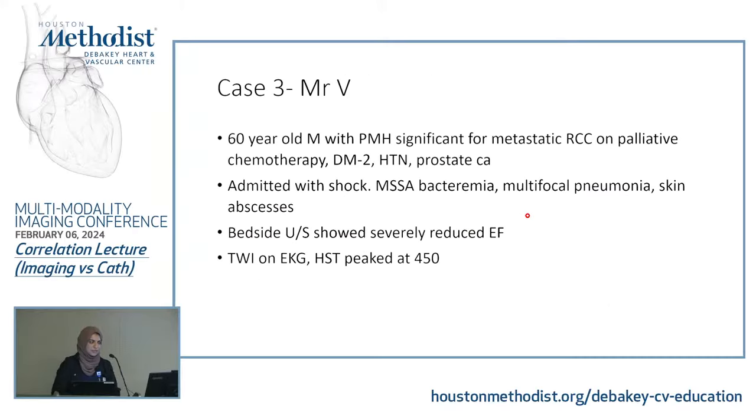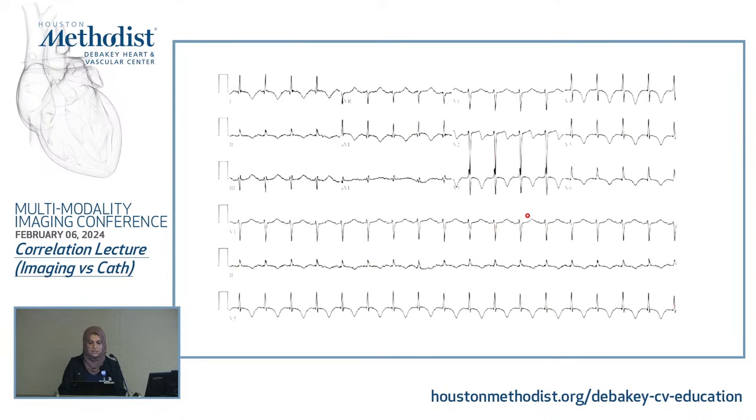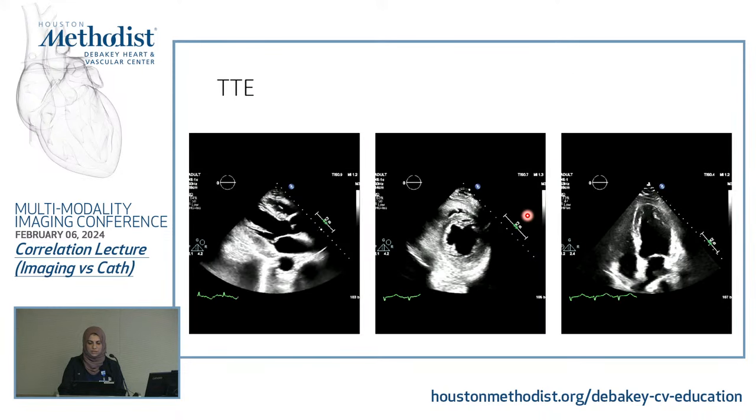My last case, Mr. Lee, is a 60-year-old patient with a significant history of metastatic renal cell carcinoma. He's on chemo. He gets admitted with shock and has MSSA bacteremia. In the ICU, he has a bedside ultrasound which shows that he has severely reduced EF. He has a pretty abnormal EKG, and his high-sensitivity troponin peaks at 450. This is his EKG. I think most people would agree it's quite abnormal. And this is his echo.